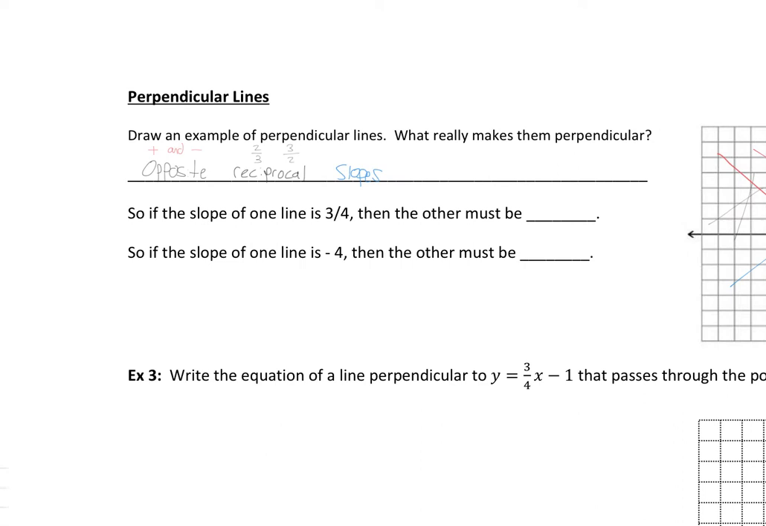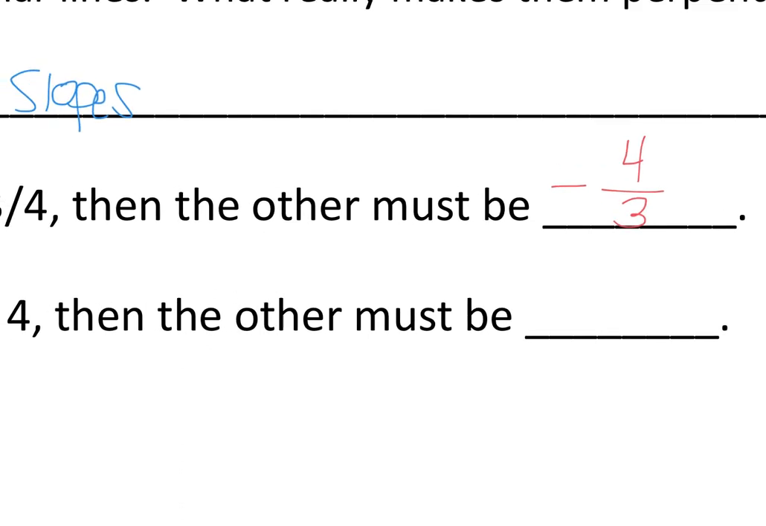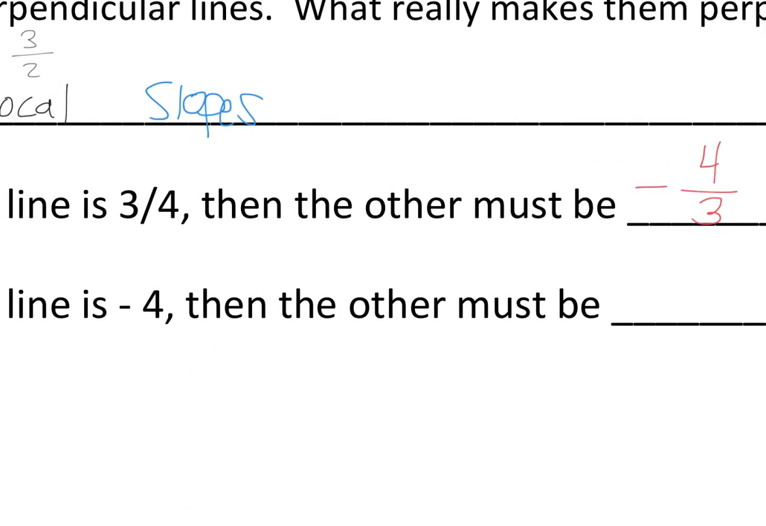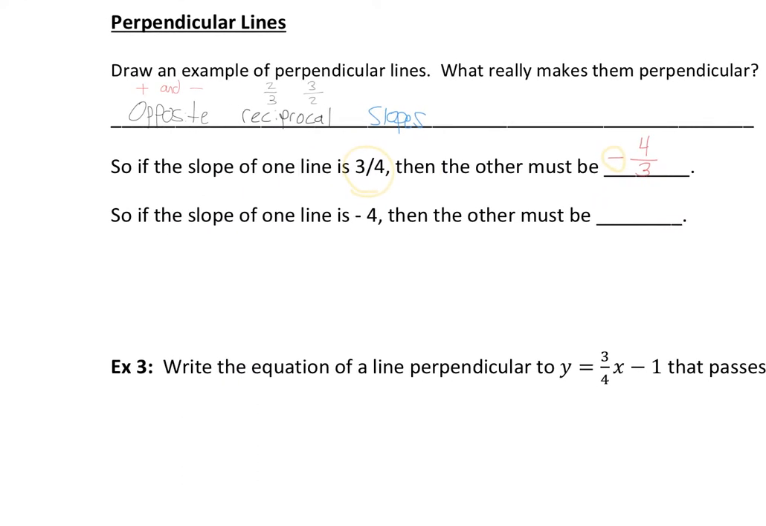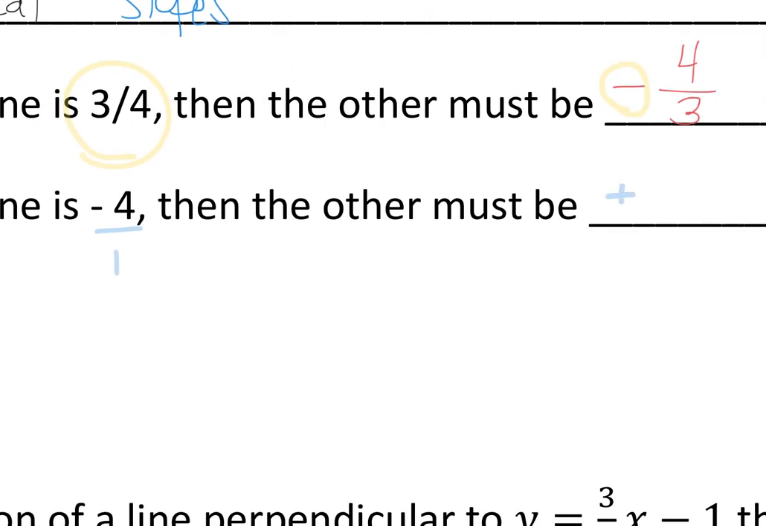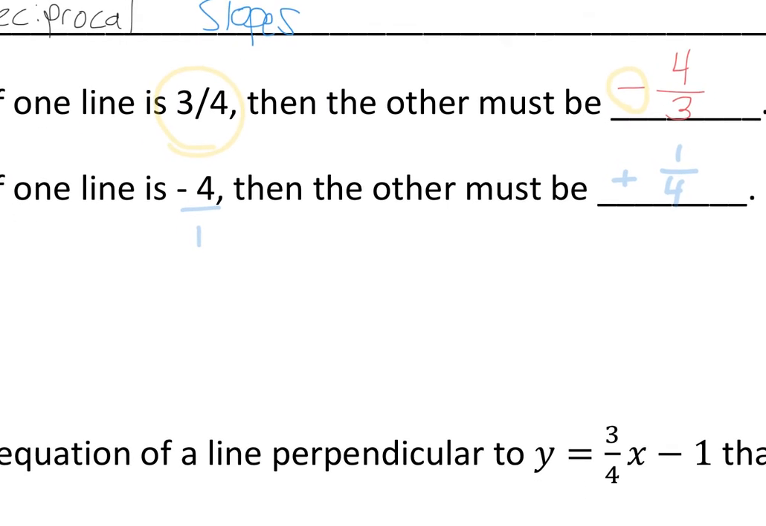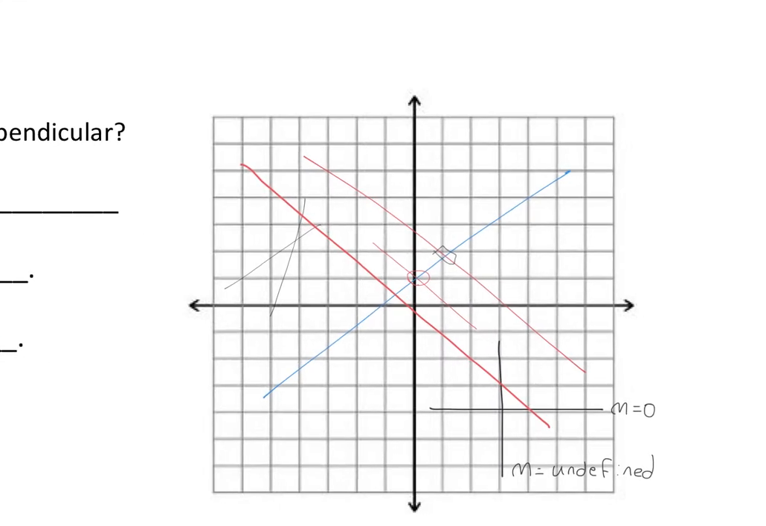So if the slope of one line is a positive 3/4 and I want to be perpendicular, I need to be a negative 4/3. What happened here? Well, we went from positive to negative, and I went from 3/4 to 4/3. So if the slope of one line is -4, we'll want to think of that as -4/1, and the other one must be a positive 1/4.